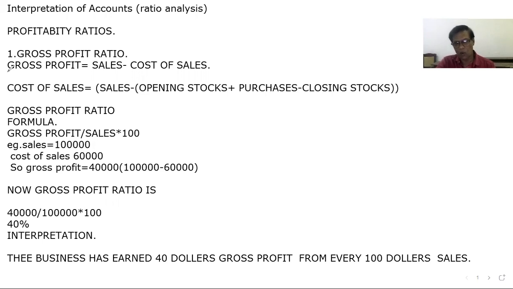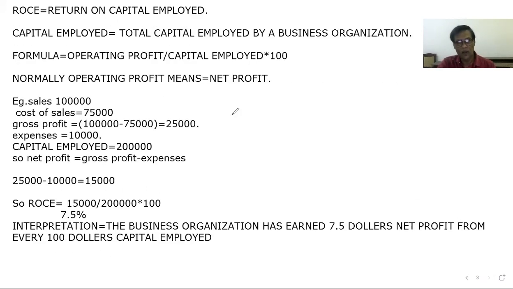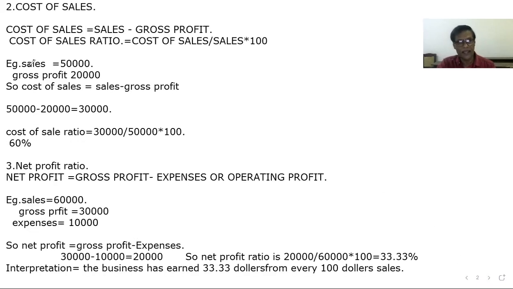Okay, my dear friends. Now, the gross profit formula is this way. Very important. In every accounting paper, you are getting the gross profit ratio. Now, I am going to discuss the second formula, that is the second thing.